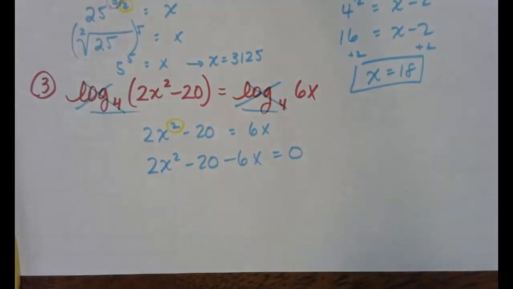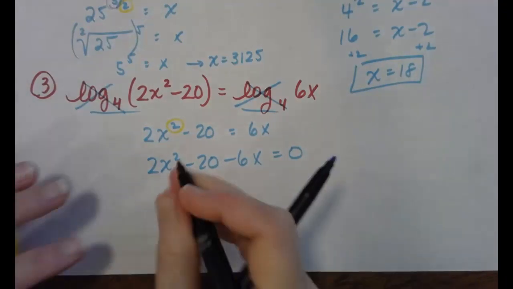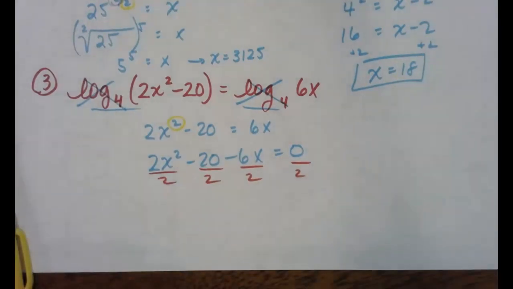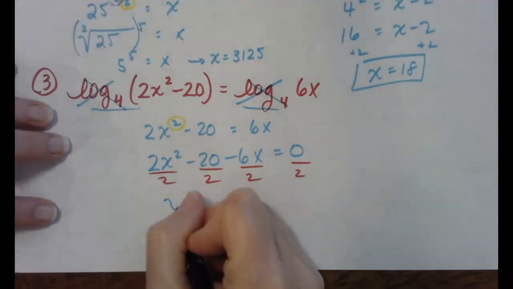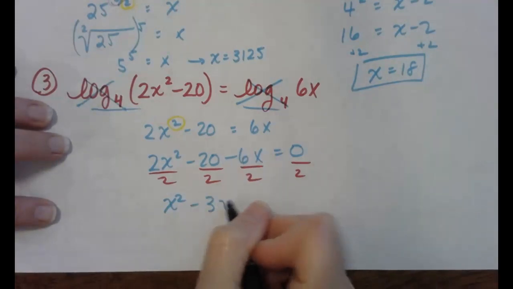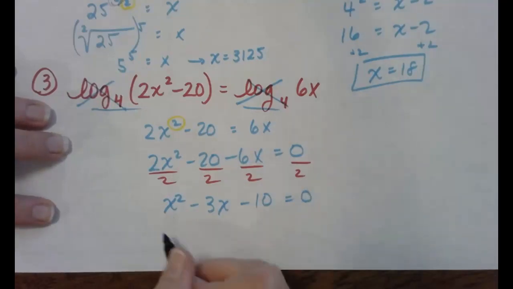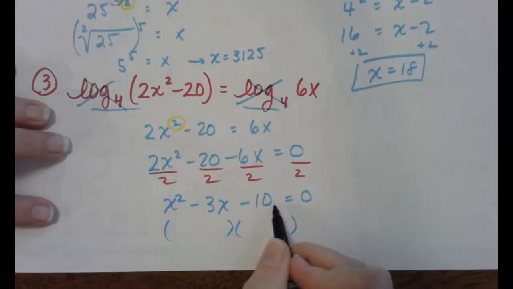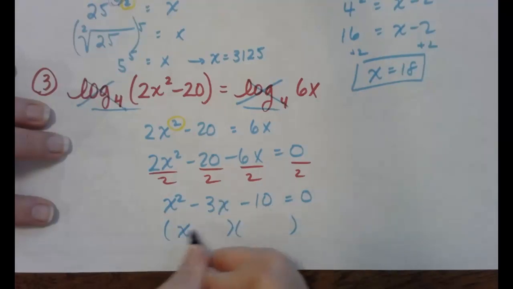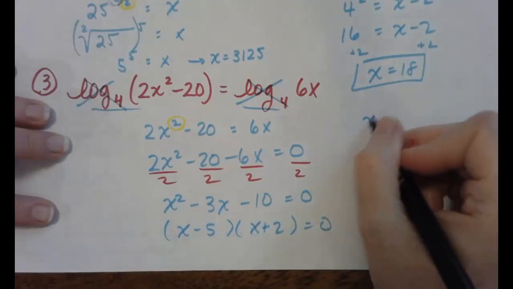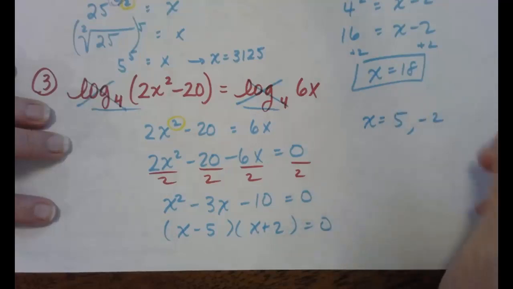So we bring that 6x over. So right now it's not in descending order yet, so let's do that, but let's also make these numbers smaller by dividing everything by 2. 2, of course, is just a number, an integral coefficient, so we can just drop it, and we're left with x squared minus 3x minus 10 equals 0. This is easily factorable, factors of negative 10 that add up to negative 3 are negative 5 and a plus 2. So we end up with two answers here, x equals 5 and x equals negative 2.